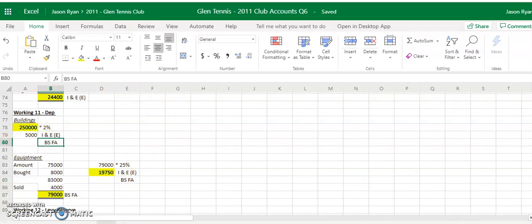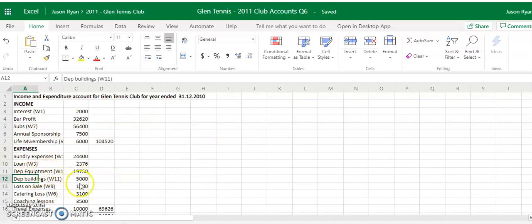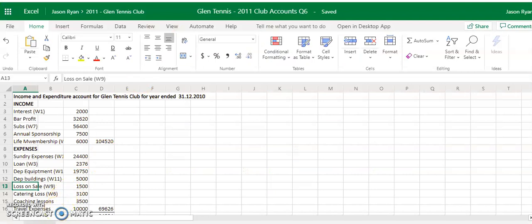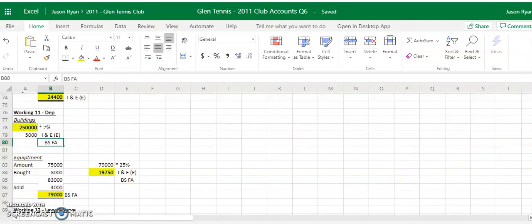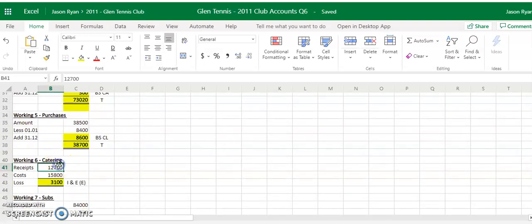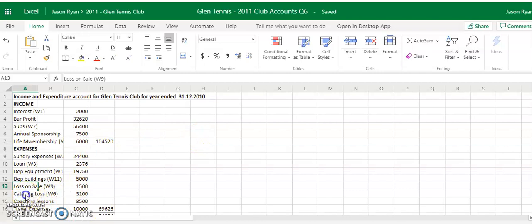So that's your next item then, that goes into your income and expenditure. We've already included the loss in the sale. So just work down through each one of these items. Catering cost, we know there is a loss. So catering receipts was 12,700. Our cost was 15,800, so we made a loss in it. So we're going to do a quick adjustment on that. So your catering receipts, 12,700. 15,800, so we made a loss of 3,100. So that's your next item that goes in here, 3,100.